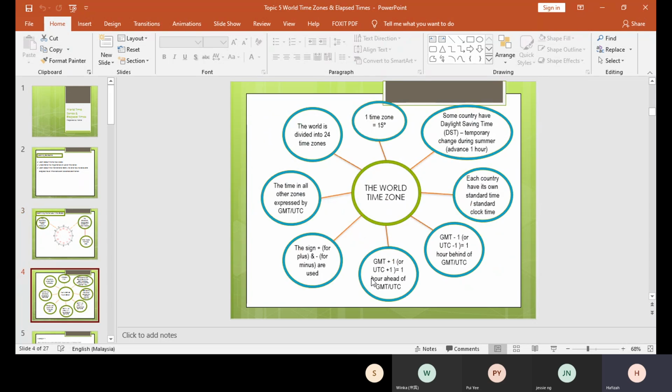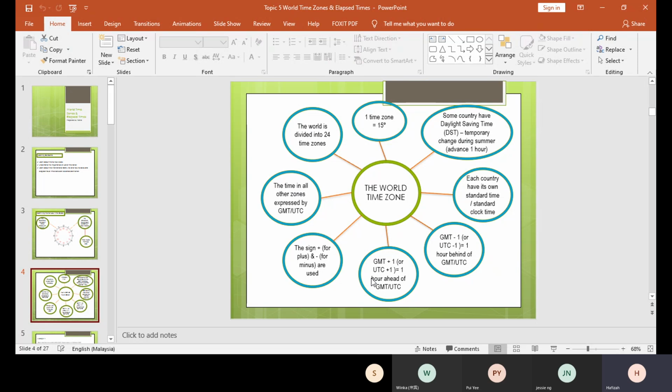Next is the world time zone. If you look into this, you see the world is divided into 24 time zones, minus 12 and plus 12. So minus 1, minus 2, minus 3 until minus 12, and then plus 1 until plus 12. Each time zone equals 15 degrees. The time in all other zones is expressed by GMT, or we call it UTC. Normally we call it GMT.